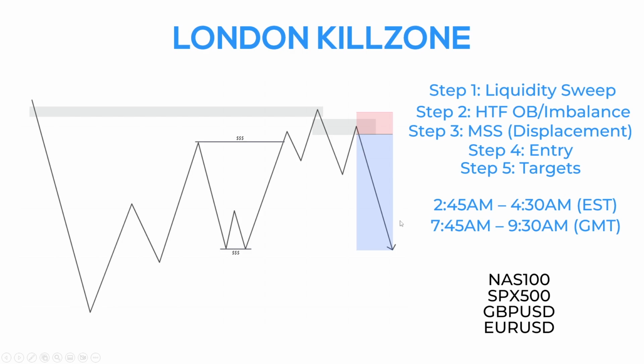Now for the pairs that you can trade it, these are the pairs that I've personally tested on. Now I know a lot of people do say different stuff like don't trade indices, trade only certain pairs, but these are the pairs that I've tested on and I think it works best on. I highly recommend you do your own back testing when it comes to this, but personally I think that NASDAQ 100, SPX 500, GBP USD and Euro USD are the best possible trades you can trade the London Killzone with.